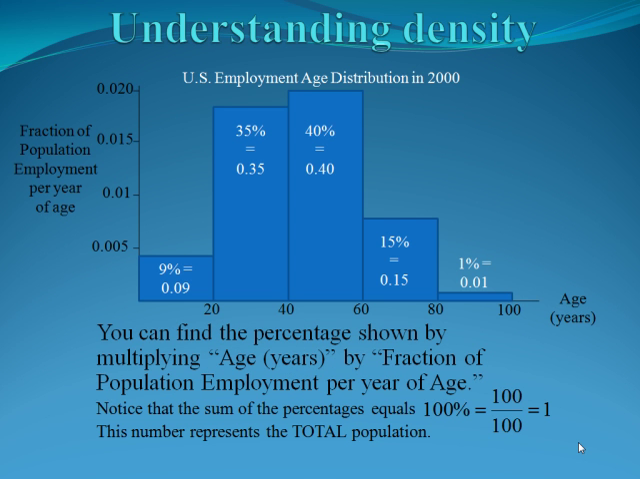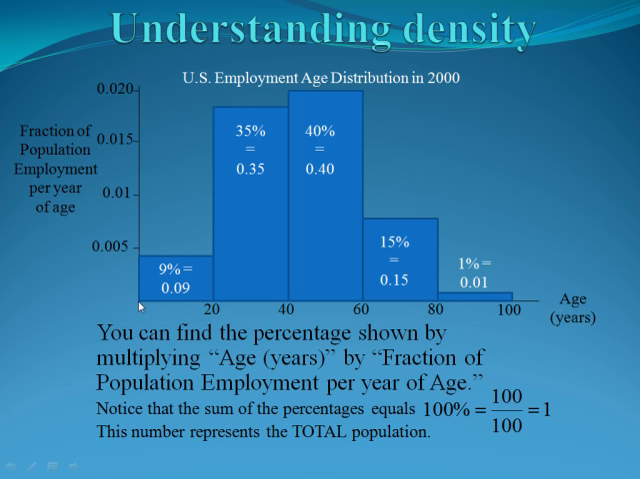Let's understand and see what we're going to be looking at. So here we see a graph of U.S. employment age distribution in the year 2000. On the left-hand side, we have the fraction of the population employment per year of age, and then on the bottom, we have age in years. So we can find the percentage by multiplying the age by the fraction of the population employment per year of age. So for example, here we see this 9%.